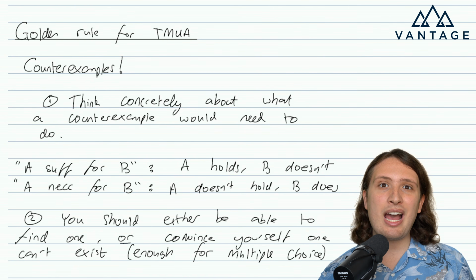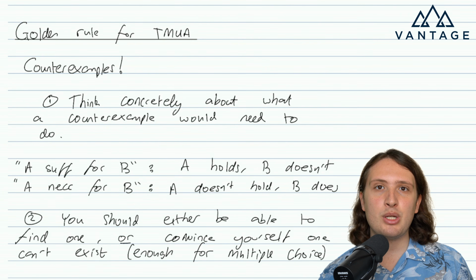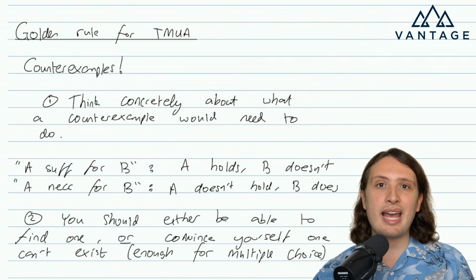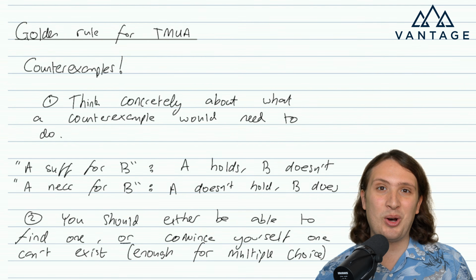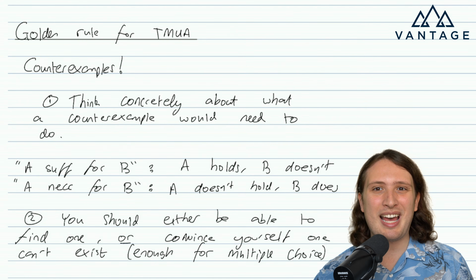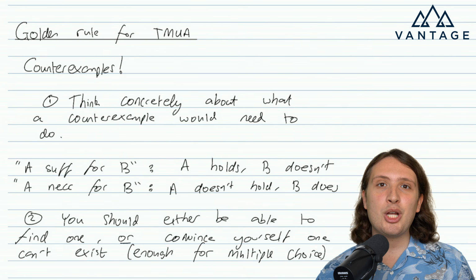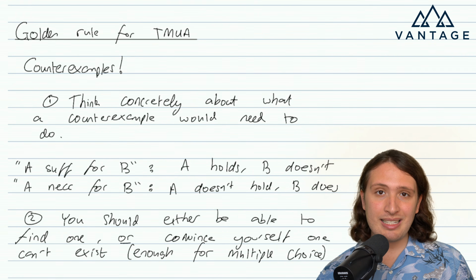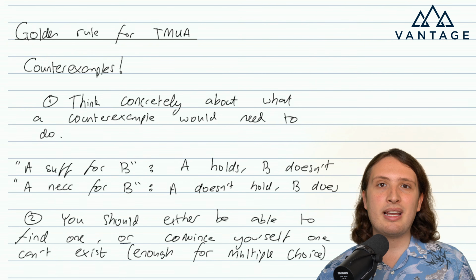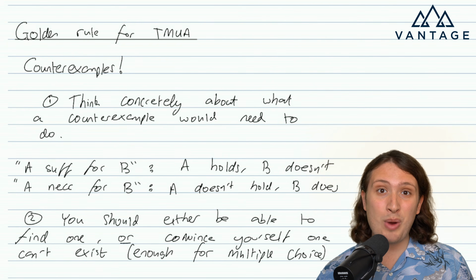So if I had a counterexample to A being sufficient for B, I would need a case where A holds but B does not. That's what shouldn't be possible if A was sufficient, because if A was sufficient, A would guarantee B. Similarly, if I want a counterexample to A being necessary for B, that would be a case where I don't have A, but I do have B.